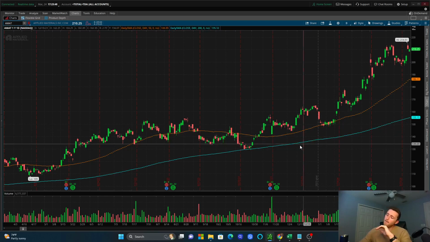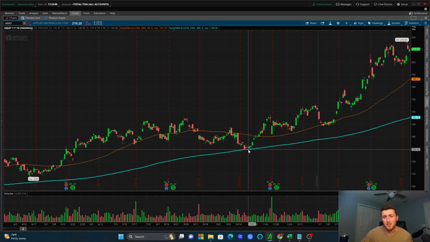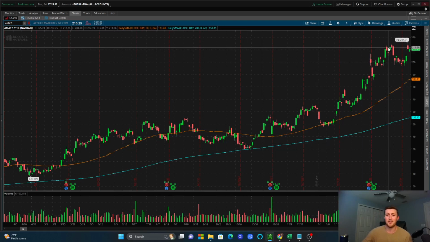So if the orange line's above the blue line, we're looking for bullish opportunities and we want to buy the dip. Well, a very conservative dip for us is going to be anything testing this 200-day moving average. In this case, this area right here is a great time to buy AMAT. And as you can see, throughout the rest of the next couple of months, this thing went from $134 all the way up to $210.